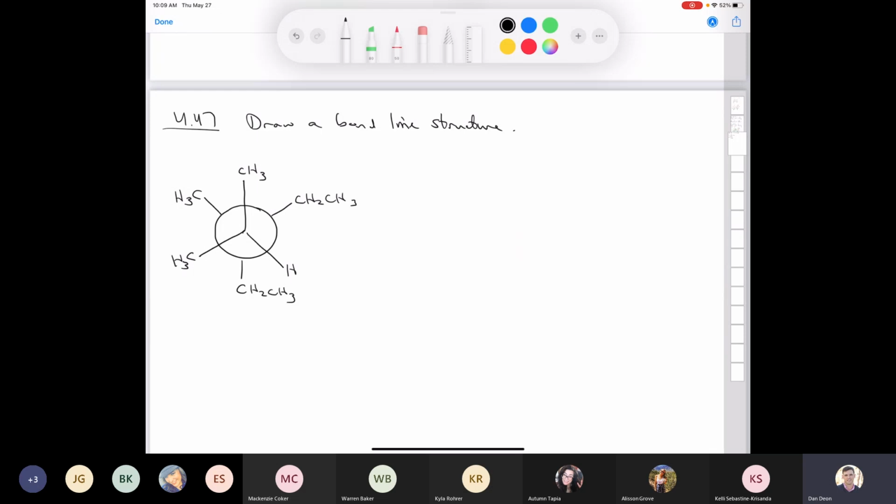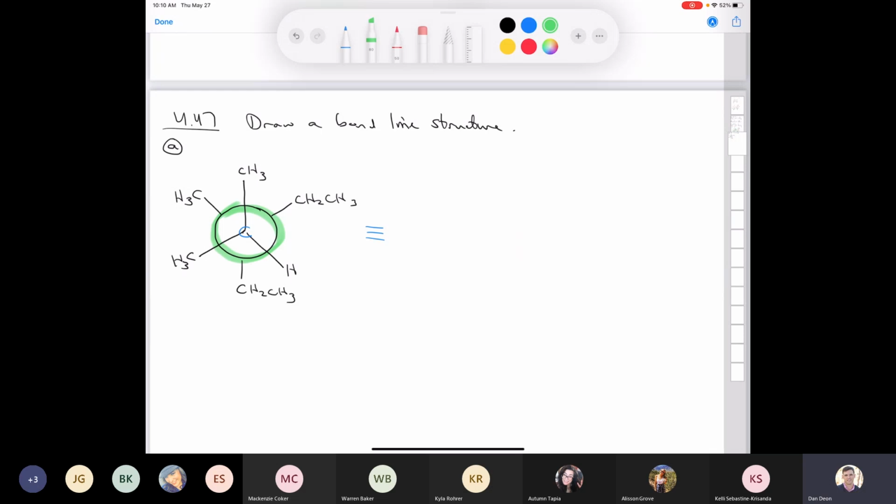This is a real classic, like MCAT type problem, where they just give you something that looks really simple, just drawing a bond line structure. I mean, everybody in the class can draw a bond line structure, but it's not that simple when you're given a Newman projection, but you've got to be able to do it. But remember that this point right here where these three lines intersect, that represents a carbon. And this whole circle in green right here, that also represents a carbon.